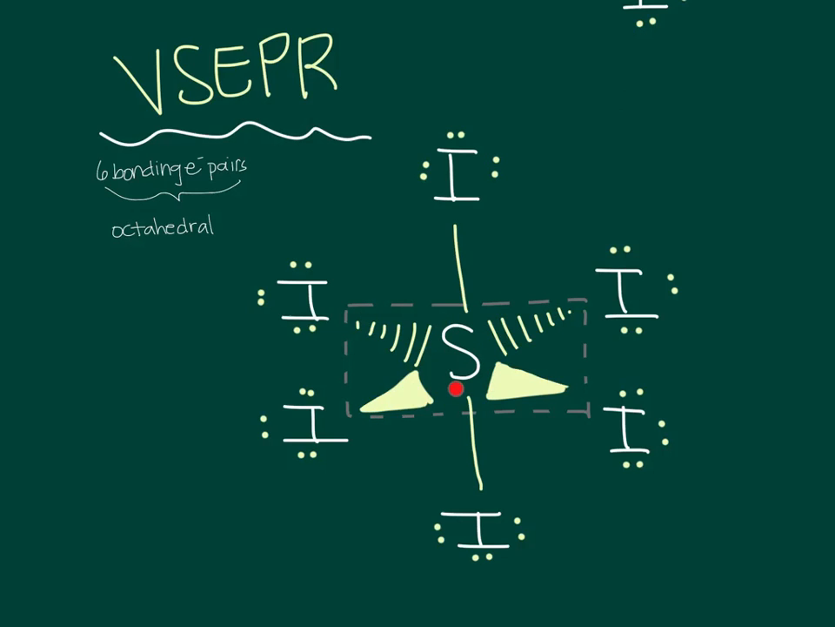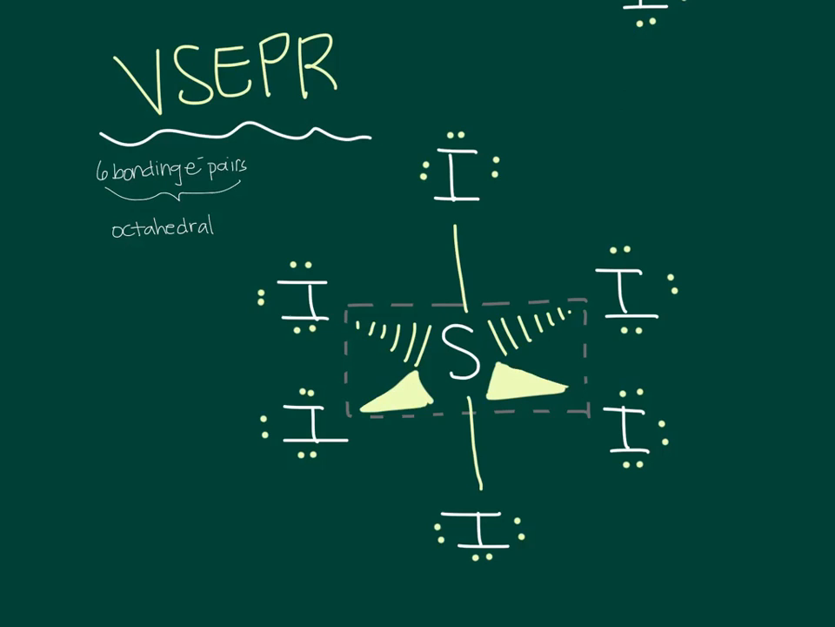So here we have our sulfur, the central atom, with 6 bonding iodides. This is a 2D drawing, so the dashes and the bold triangles just represent how it would look like in 3D. For our VSEPR diagram, we see that all of the iodides have bonding pairs. There are no lone pairs.